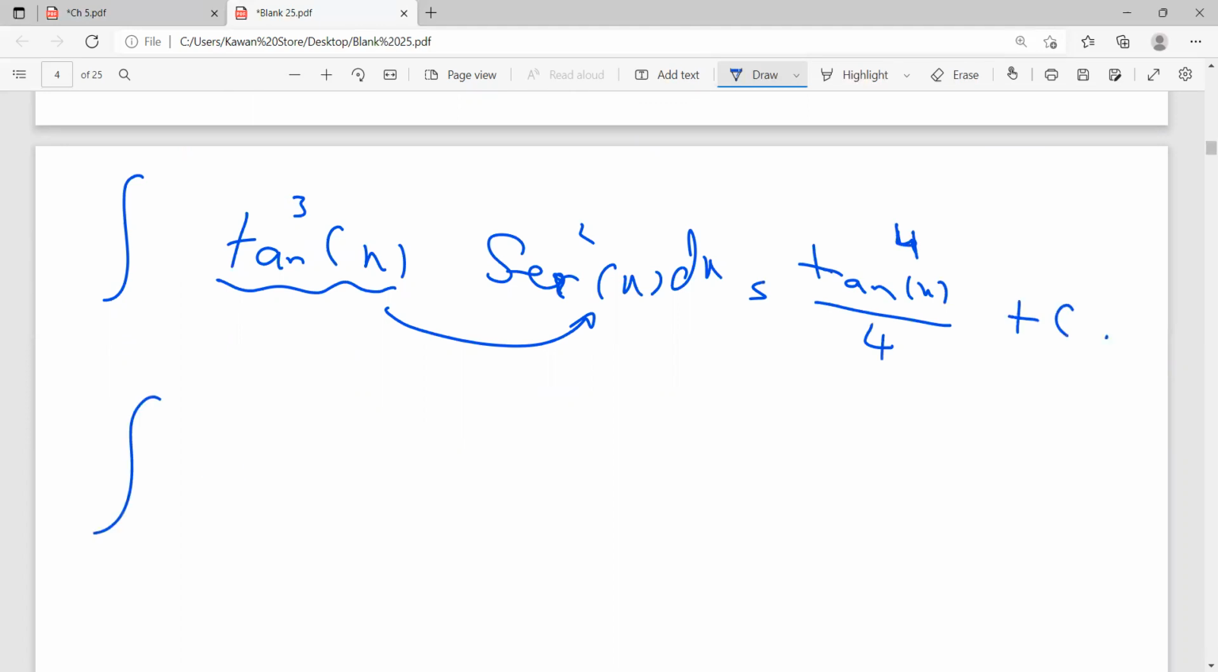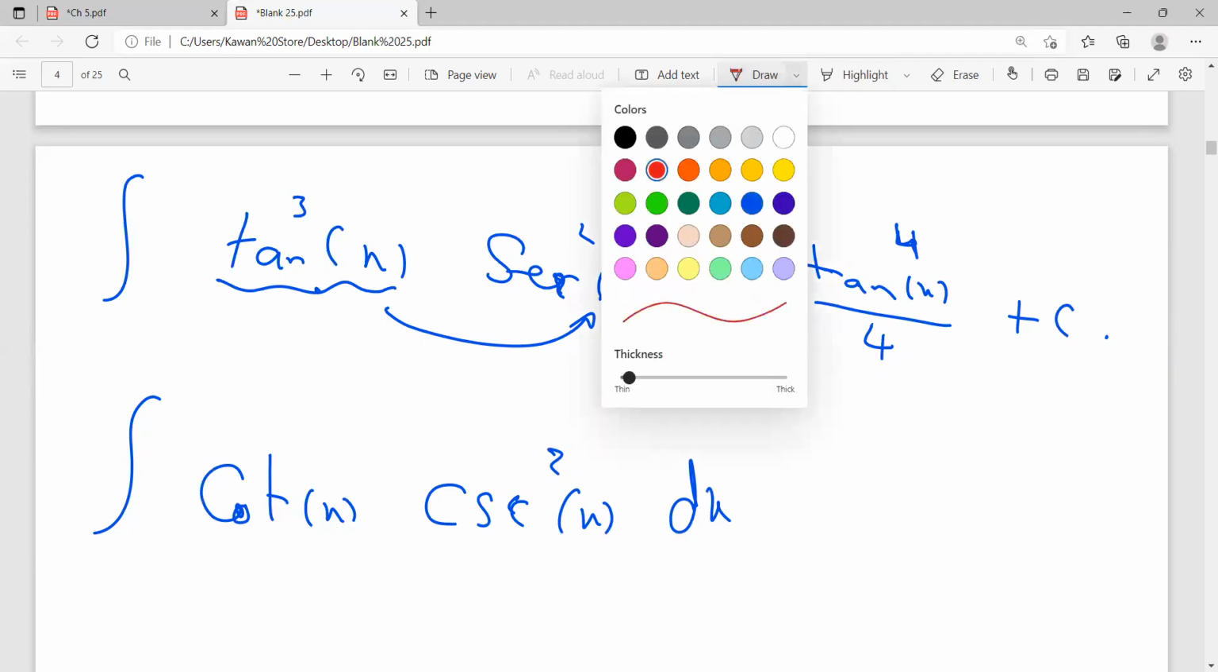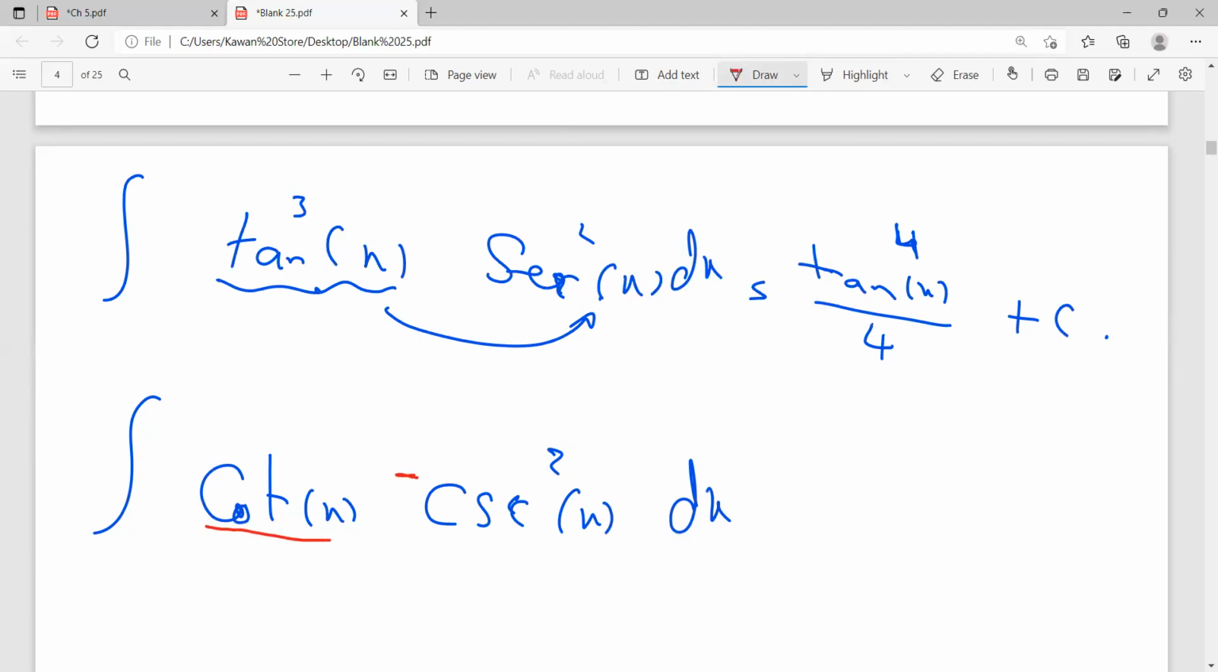Now, if I have cotan and cosecant squared, I'm asking myself, the derivative of cotan is equal to what? Like tan, look, like here. We need the minus here because the derivative of cotan is equal to minus cosecant squared. So I need one minus here. Okay, that's the minus.